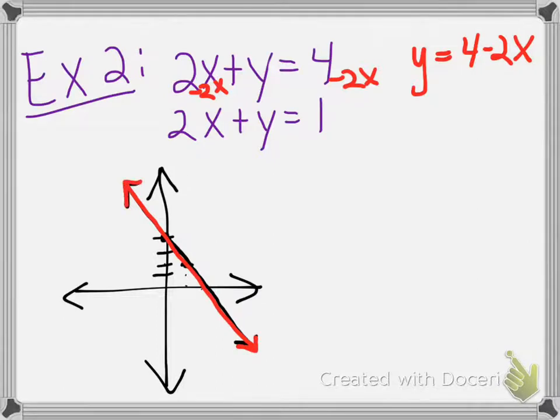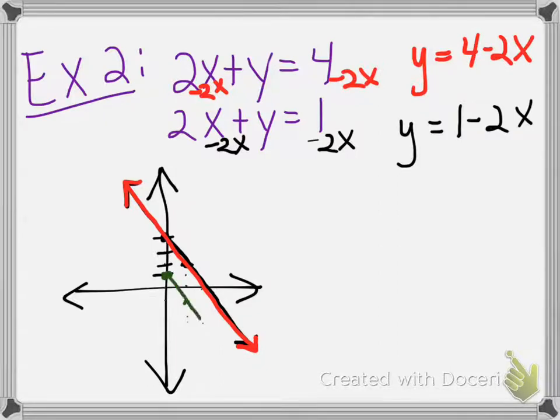How's that? Okay, for the second line, we're going to subtract 2x and subtract 2x, so y equals 1 minus 2x. So I'm going to start at 1. I'm going to make this graph green. I'm going to start at 1. My slope is down 2 over 1, down 2 over 1. So I'm going to draw my line. Looks like this. And this looks like this.